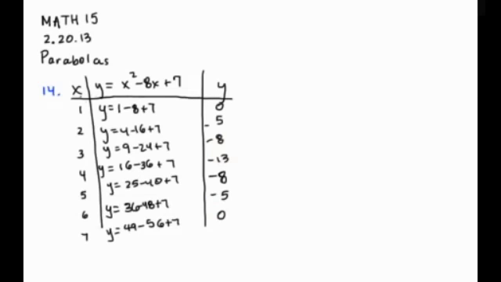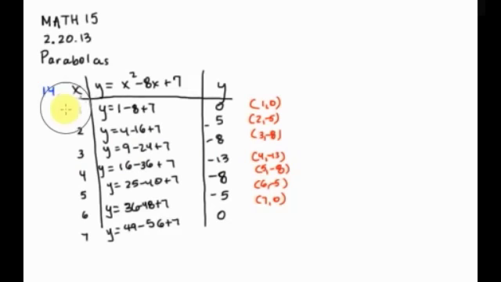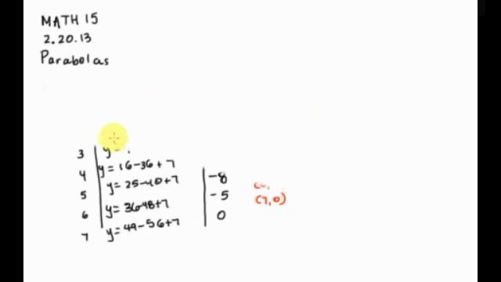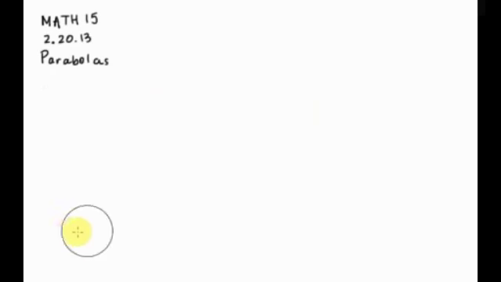So that's your table. So the coordinates that you're going to have to work with is 1, 0, 2, negative 5, 3, negative 8, 4, negative 13, 5, negative 8, 6, negative 5, and 7, 0. So these are the points that you just plot and then connect them using a smooth curve, or the smoothest curve you can come up with. So that's 14.